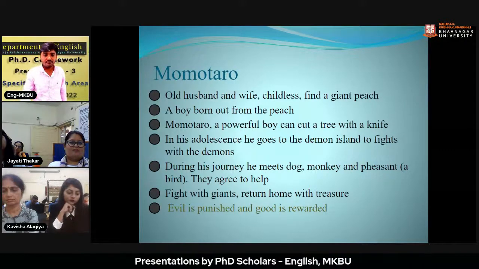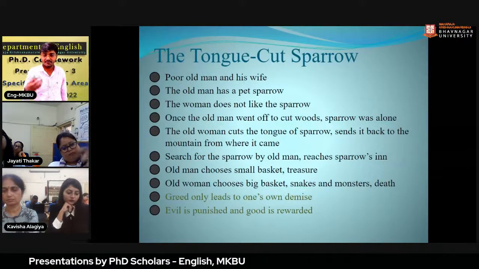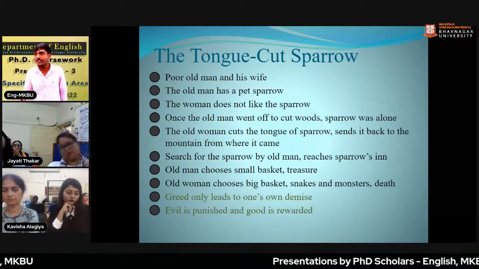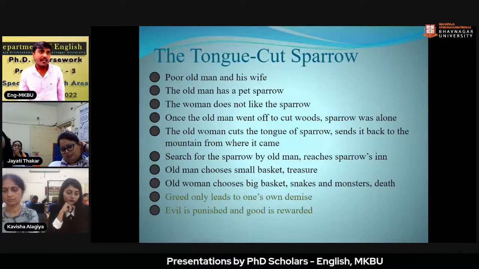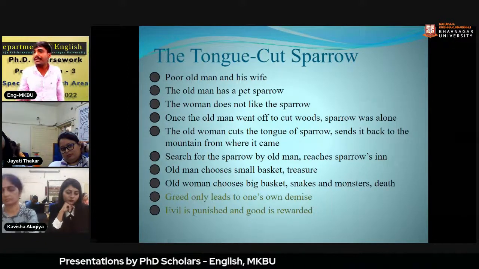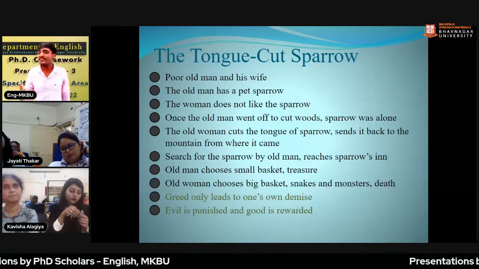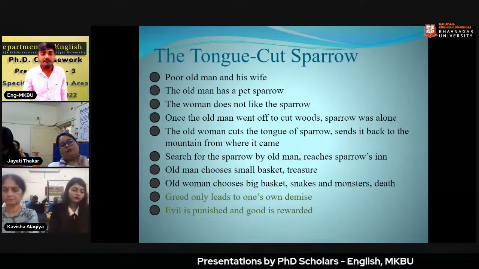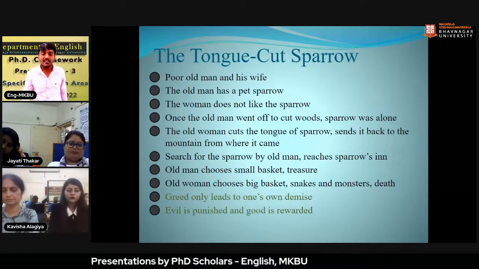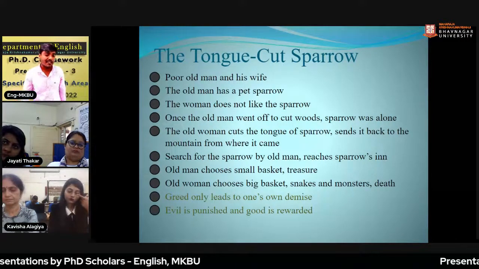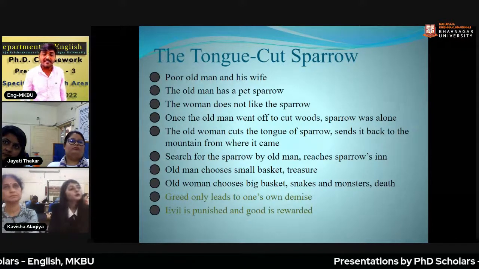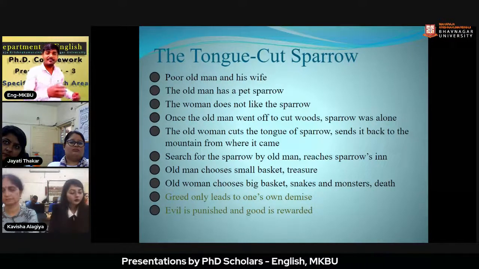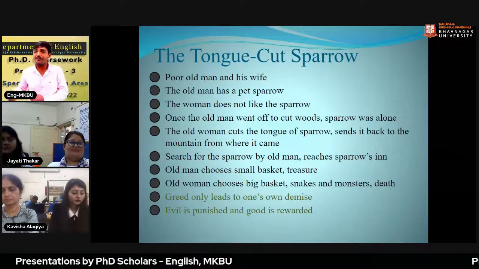Then next one is the tongue-cut sparrow. This is a story about an old man and old woman, husband and wife. And the old man has a pet sparrow, but the woman doesn't like the sparrow. And once, the old man went off to cut wood, and the sparrow was alone at that time. And the old woman cuts the tongue of the sparrow and sends it back to the mountain from where it came. Then the old man comes to his home and realizes all that had happened.